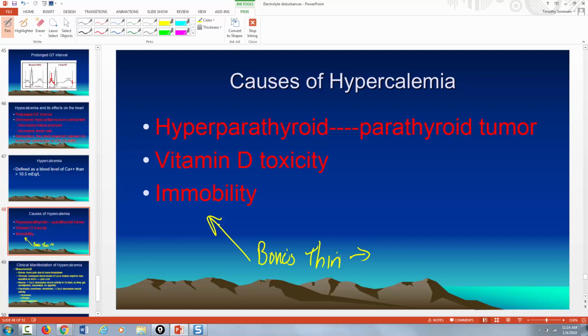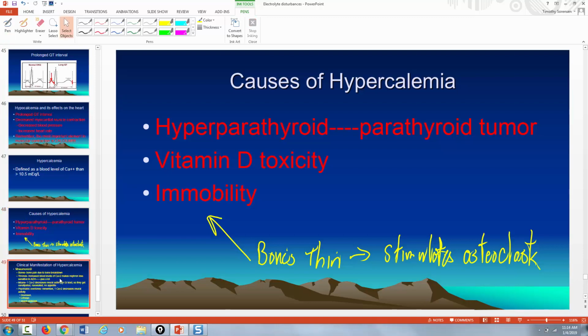The bones thin because immobility stimulates osteoclasts, and osteoclasts break down bone. That's why when you break your leg, they want to get you into a walking cast as soon as possible, because if that leg is casted, you're not using the muscles, they weaken, and then the bones weaken as well due to that immobility.